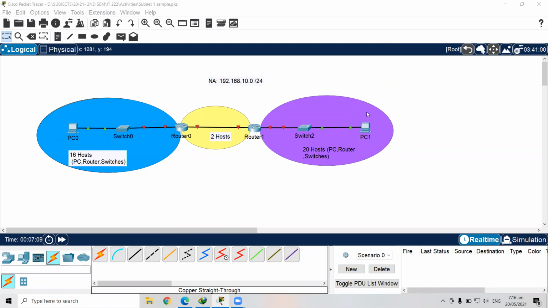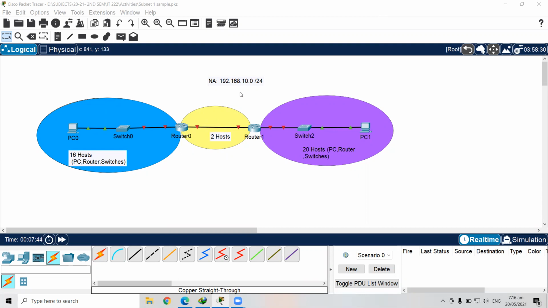Okay? So in this example, meron tayong network dito. Assuming that this network, meron na tayong 16 hosts, kasama na dito yung sa PC, sa router, at saka sa switches. May 16 hosts. Dito naman is 20 hosts: si PC, si router, at saka si switch. And then yung last network is yung connection between router to router, that is another network.